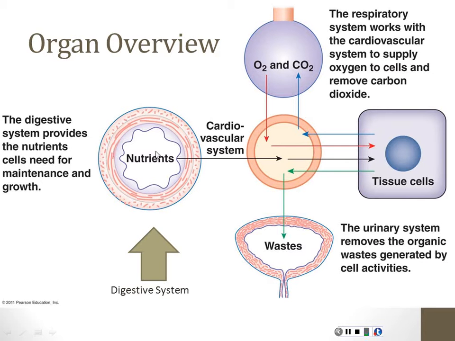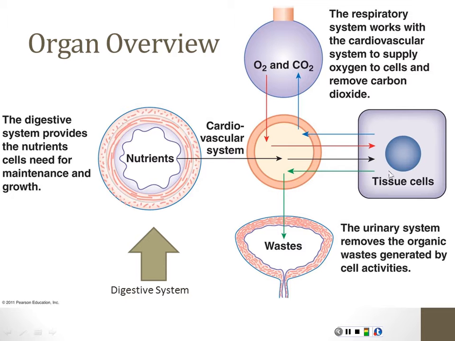So this essentially tube is going to take nutrients that we eat apart and then absorb those nutrients into the cardiovascular system. So obviously the cardiovascular system is not the end point though. The end point is over here. So all of the cells of the body have these needs, right? They need to get rid of carbon dioxide, that's in blue. They need to get oxygen, that's in red. They all need nutrients to do their thing, so that's in black.